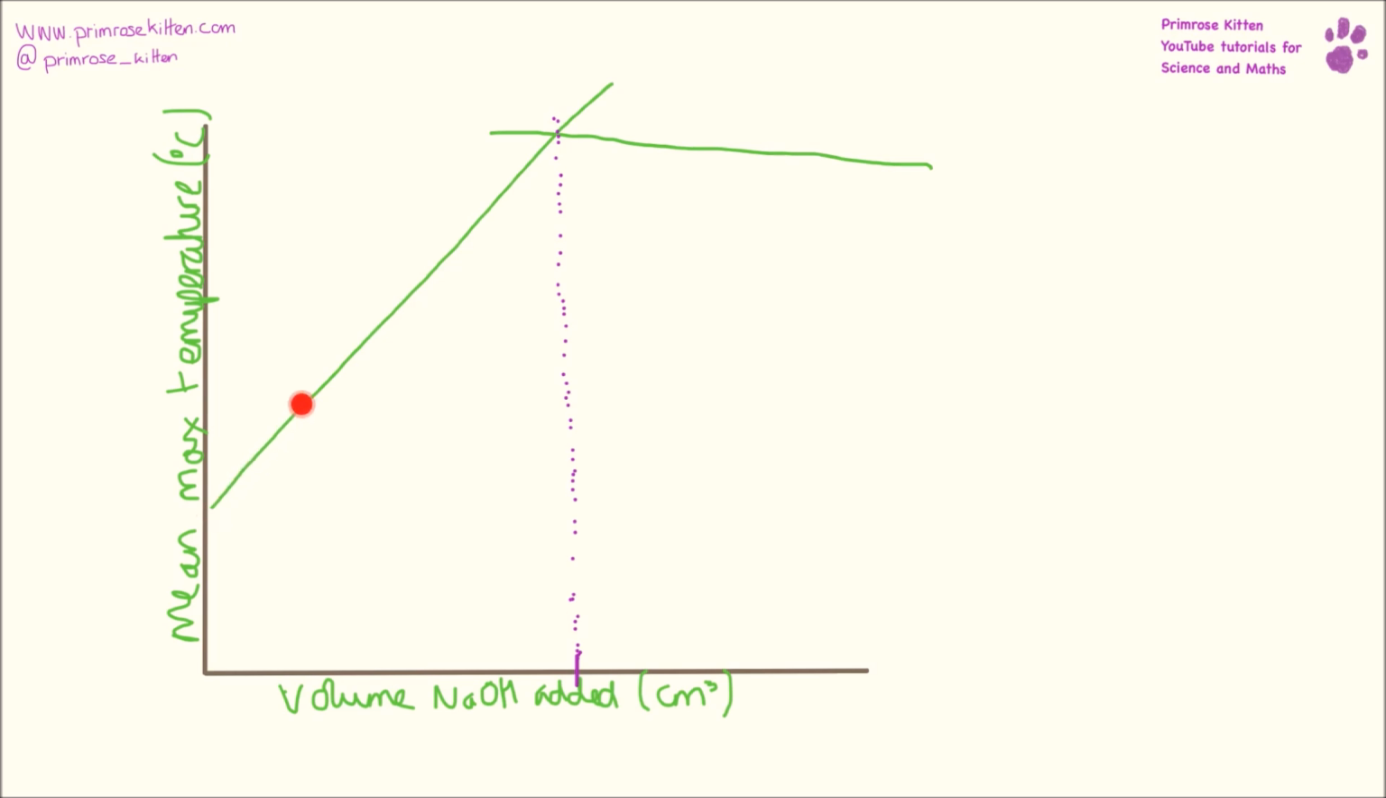This increase in the slope here is due to the exothermic reaction that is taking place as neutralization occurs. This decrease in slope here, which you'll notice is much shallower, is just because you're adding cold into hot, and when you add something cold into hot, it's going to decrease in temperature.